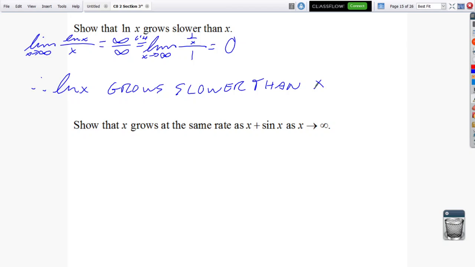So again, we got ln of x growing slower than x on that one. I will point out that for all of the questions in this section, the answers are pretty much just yes, because you're confirming what is told to you.